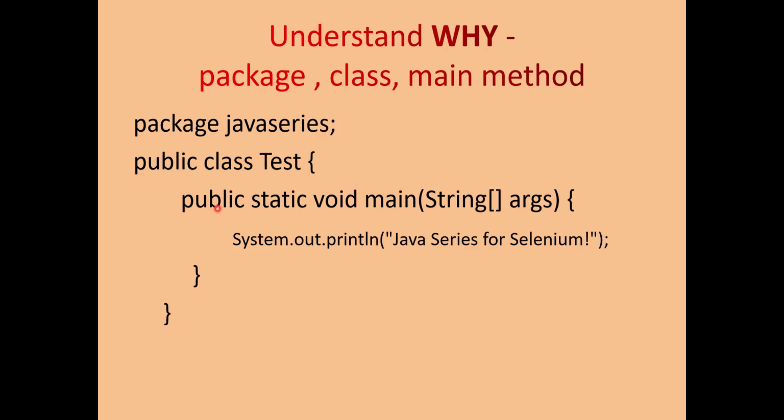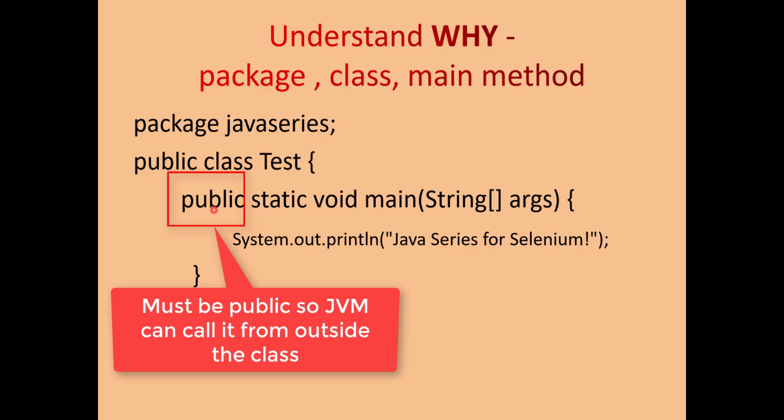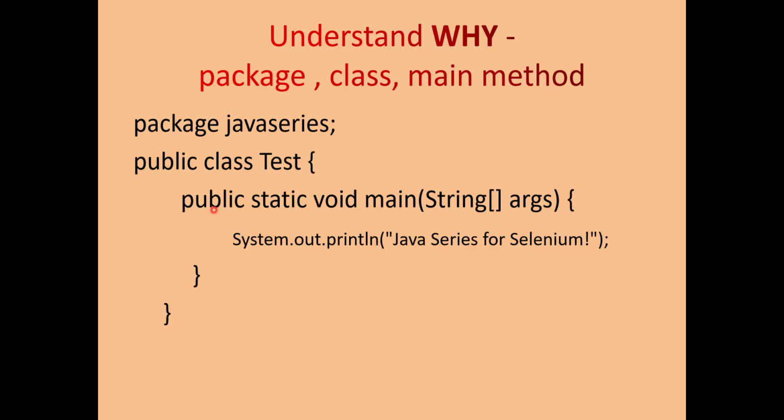Public means, as you already saw for the classes, this main method can be accessible from anywhere, from the JVM. Right? When we run our Java program, the JVM will call this main method. So it should be callable from anywhere. That's why we need to use the public modifier here.